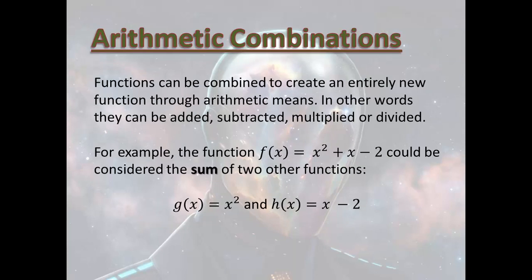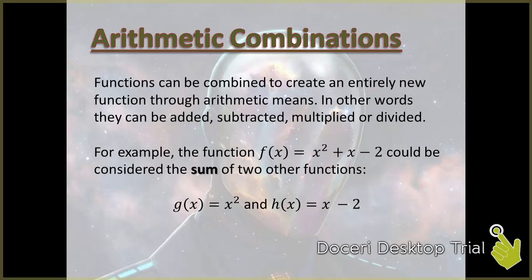So what are arithmetic combinations? Functions can be combined to create an entirely new function through arithmetic means. In other words, they can be added, subtracted, multiplied, and divided. For example, and you may not think of it, but f of x equals x squared plus x minus 2 can really be considered the sum of two other functions, one of them being x squared and one of them being x minus 2.